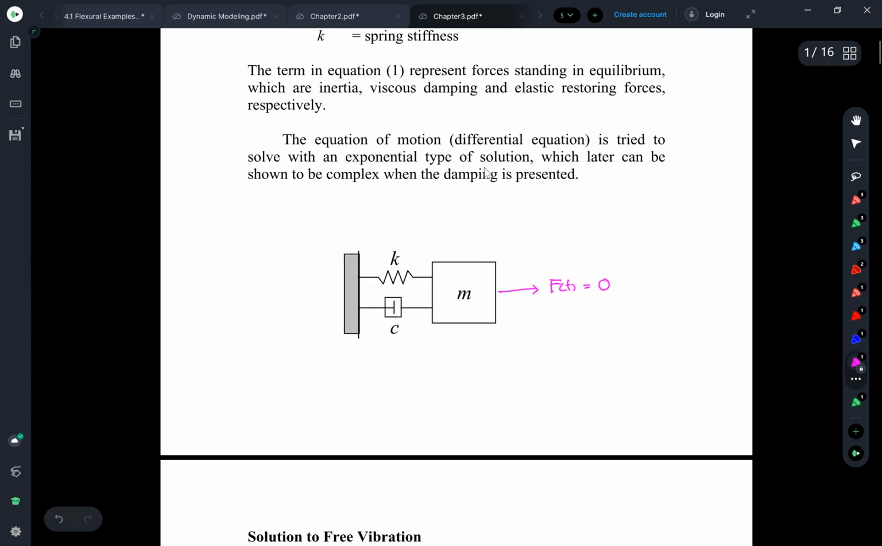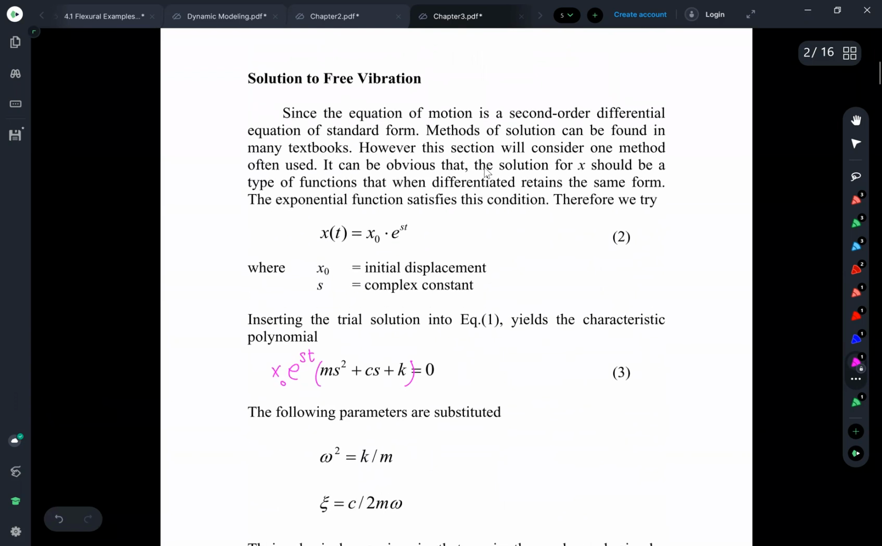To solve this equation, I think you should have learned already about the assumed form of the solution, equation number 2. Since the second order differential equation is very popular and we know what the solutions are, at least the form of them, we are pretty sure that the form of the solution should be in the form of equation number 2.